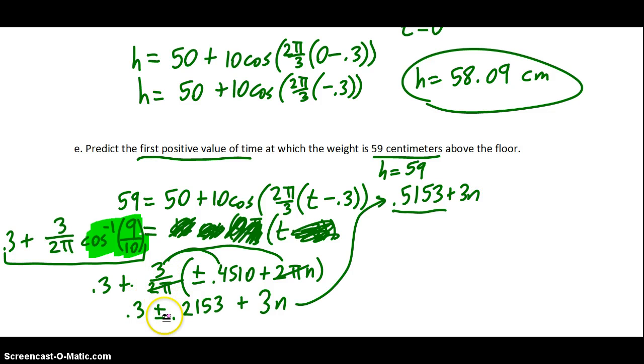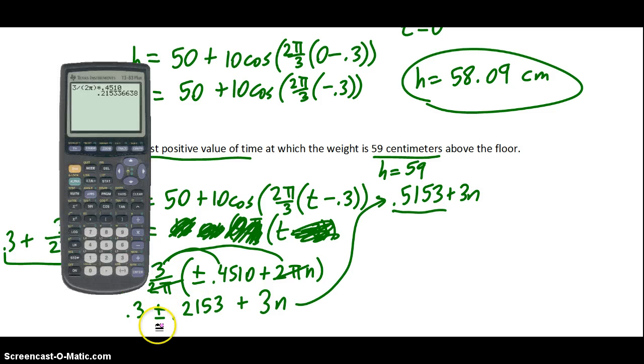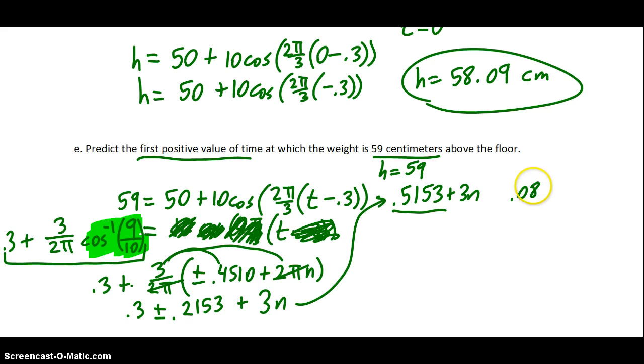But what about 0.3 minus 0.2153? Let's figure out what happens there. 0.3 minus 0.2153. Something tells me that'll be a little smaller. 0.0847 plus 3n. Obviously, I would not want to add 3 or subtract 3 because adding 3 would make us bigger, subtracting 3 would take us into negative territory. So this is the first time where it happens.